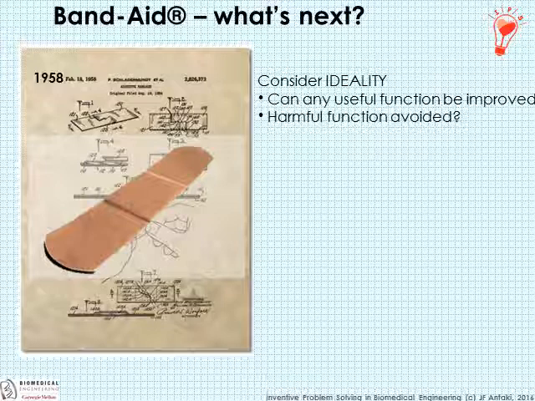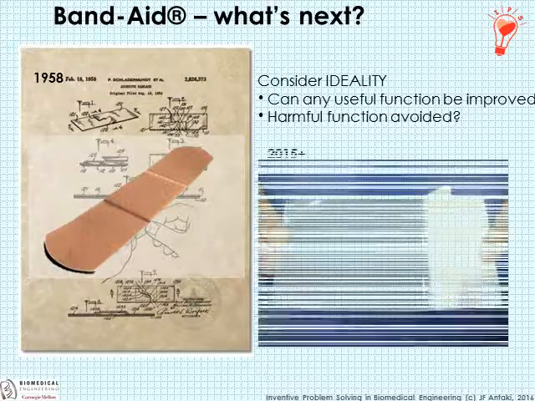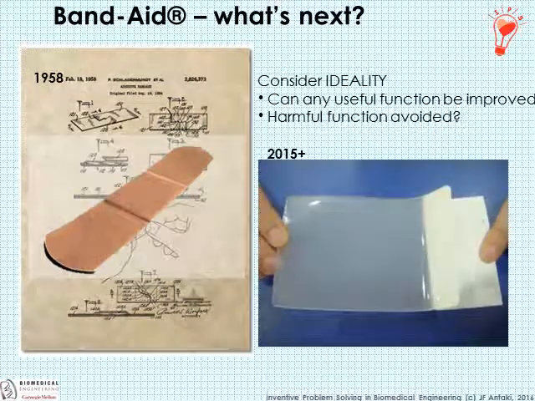Is there any of the useful functions of the Band-Aid that could be made more useful or improved? Or are there any harmful functions associated with the Band-Aid? And these are relatively obvious, so I don't need to point them out to you. But one technology that's catching on, it's actually been around for a while, but it's getting some traction, and I see it appearing in the drugstores, is this gelatinous, hydrophilic, artificial skin-like material. Duoderm is one such brand of this material. And this could potentially be the next generation of what we consider to be a Band-Aid, or maybe not.